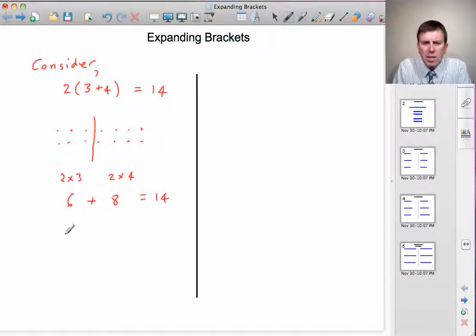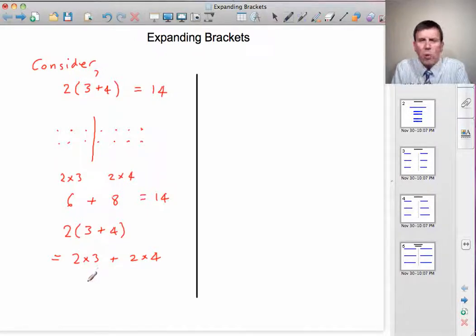So what we're saying here is we can write 2 multiplied by the bracket with 3 plus 4 in it. We can write that as 2 times 3 plus 2 times 4. And that would give us 6 plus 8 is 14. So when we multiply a bracket by something at the front, everything in the bracket gets multiplied by whatever is at the front. In this case, 2.